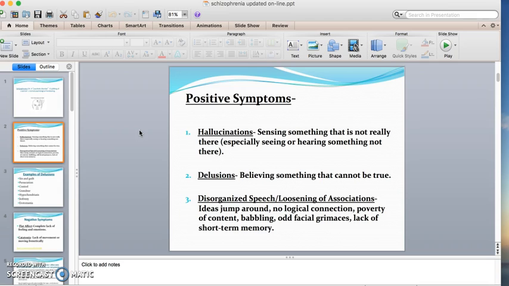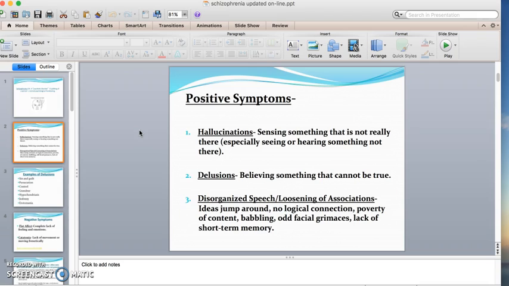Somebody could hear voices in their head telling them that they're a good person or a bad person, etc. That's not really there. That's a positive symptom. I've had patients who have voices in their head telling them to hurt other people, telling them to hurt themselves, and telling them that they have superpowers. Those are what we call auditory hallucinations, where you're hearing something that's not actually there.